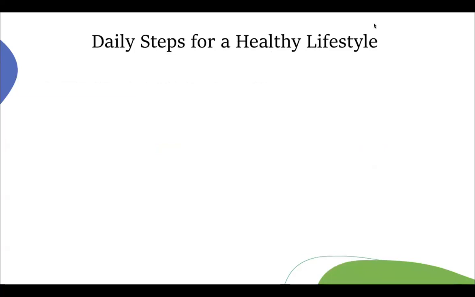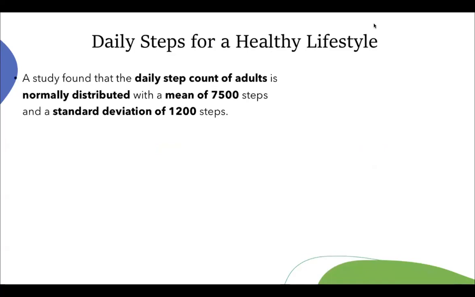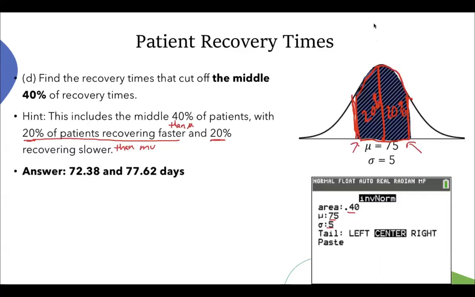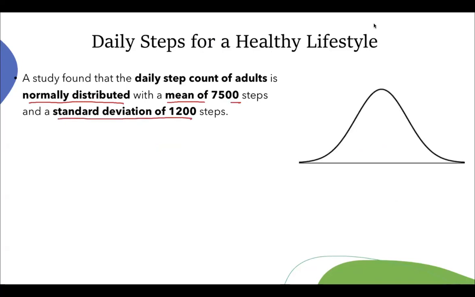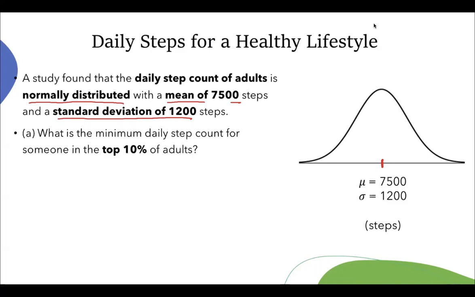Let's look at daily steps for a healthy lifestyle. We found that daily step count of adults is normally distributed with a mean of 7,500 and a standard deviation of 1,200. Okay, normal distribution. The mean is 7,500, that's the number right in the center, and the standard deviation is 1,200, and these are steps. Find the minimum daily step count for someone in the top 10%.